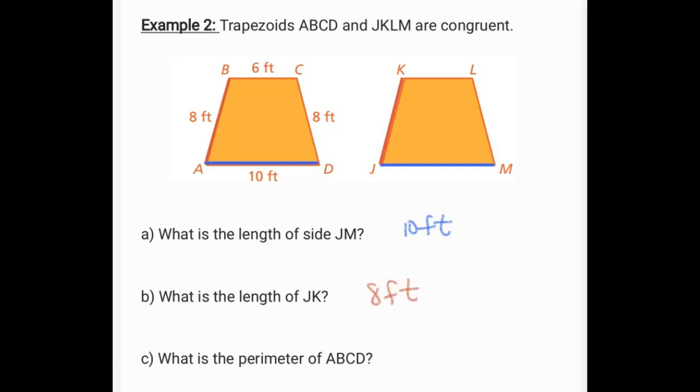And finally, the last question is asking us, what is the perimeter of ABCD? And to find the perimeter, we're adding up all the outsides of this. So when we add up 6 plus 8 plus 10 plus 8, we get 32 feet.